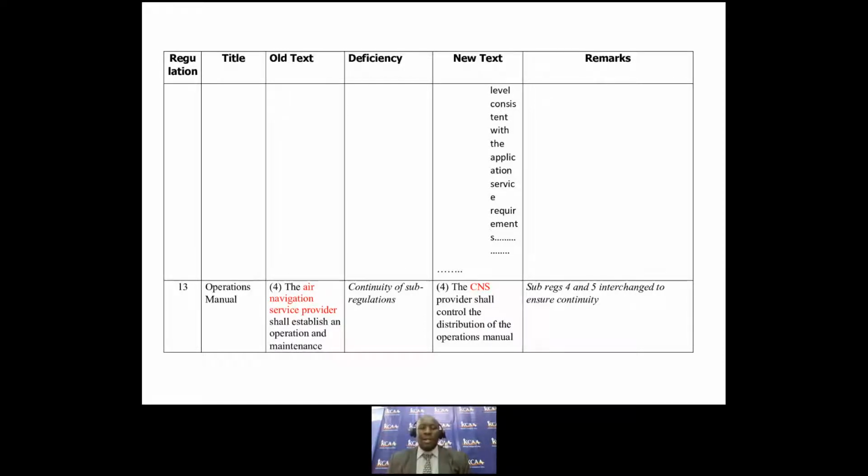Then in the same Regulation 13, there's been that change from air navigation service provider to the CNS provider. And also there were Regulation 4 and 5, which were not following each other logically in the way they were arranged. Five was supposed to appear before 4, and this has now been changed so that what was initially 5 is sub-regulation 4, and what was initially sub-regulation 4 is sub-regulation 5.